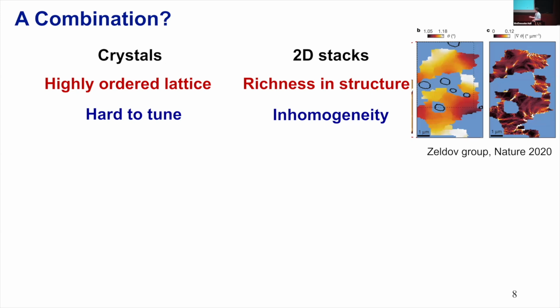For example, as you can see in this image here, taken by the so-called scanning nanoSQUID by Eli Zeldov's group at the Weizmann Institute, the twisted bilayer graphene made by Pablo's group has a lot of variation in the twist angle at the microscopic scale. So the sample is expected to be an ensemble of different patches with different properties. And a lot of good properties may get smeared out due to such inhomogeneity.